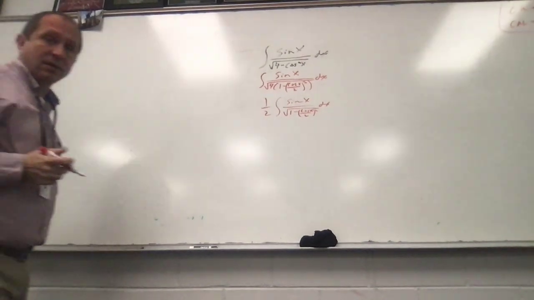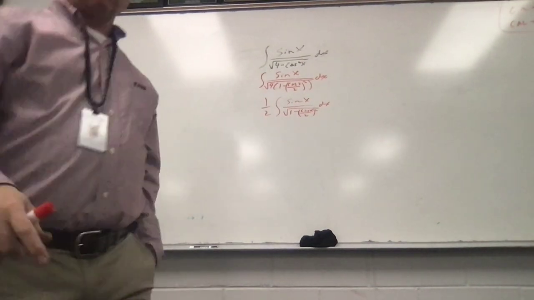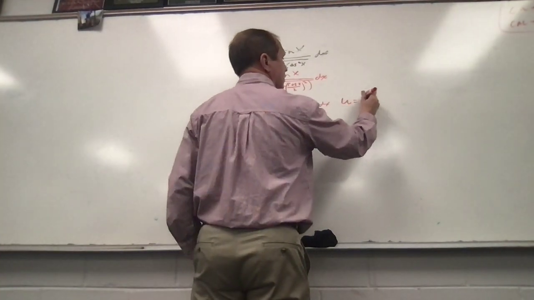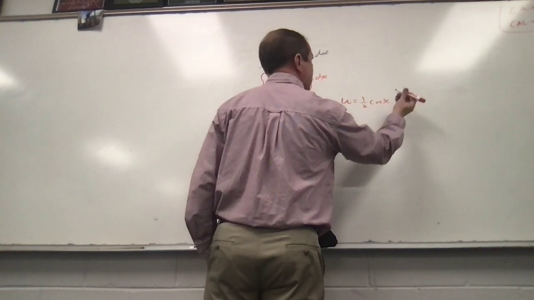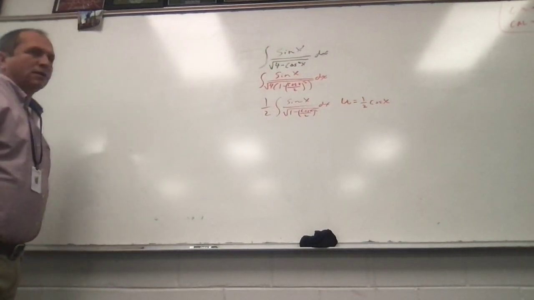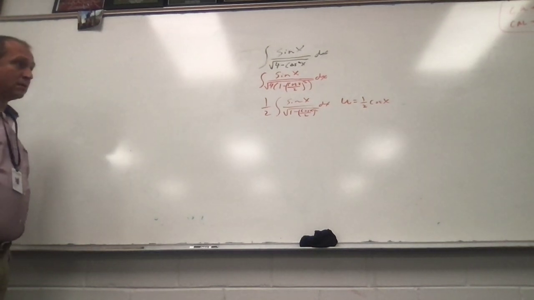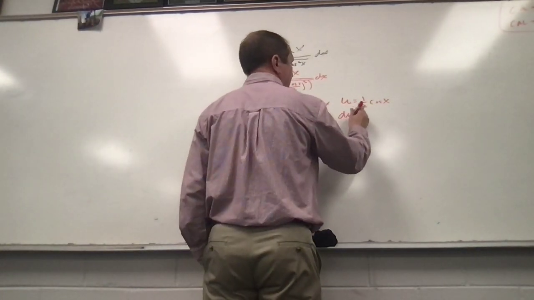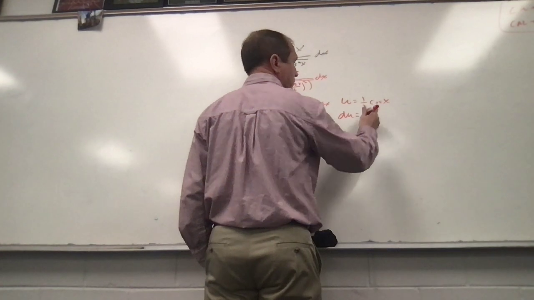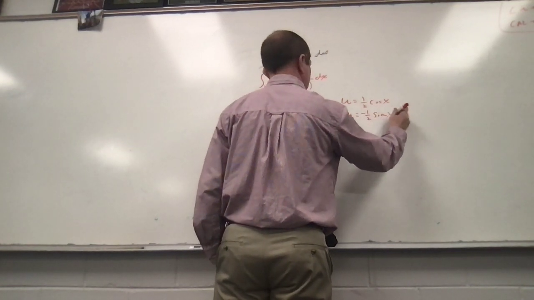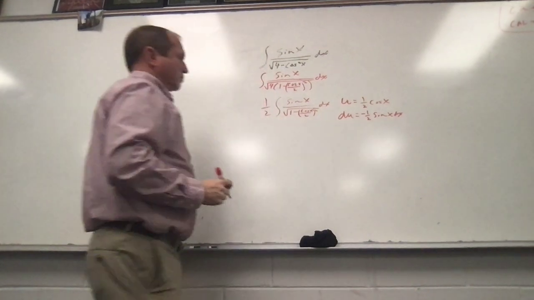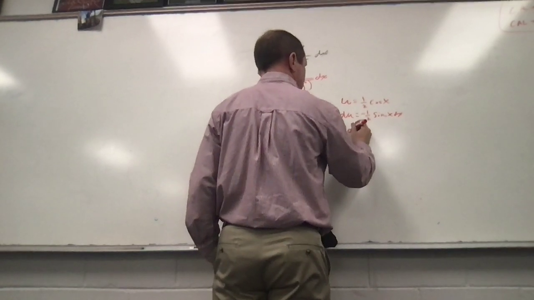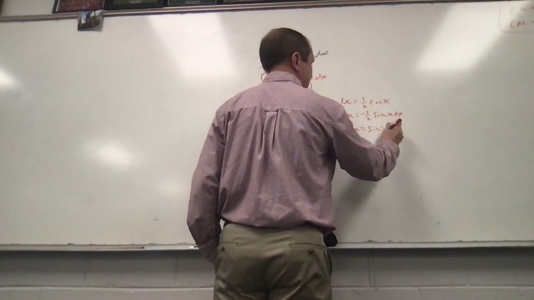All right, so what happens next here? u is equal to cosine x over 2. I'm gonna write it as 1/2 cosine x. That may be easier for us to see as far as doing the derivative here. So what is the derivative of 1/2 cosine x? Negative 1/2 sine x dx. So negative 2 du equals sine x dx.